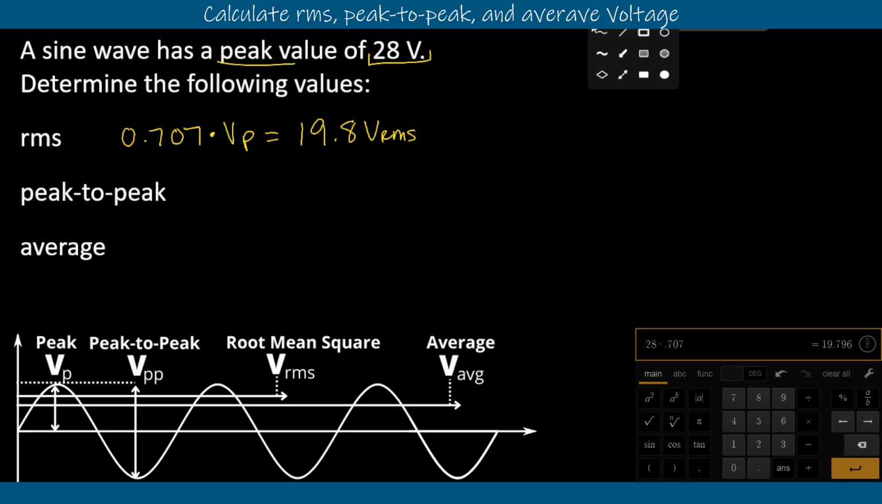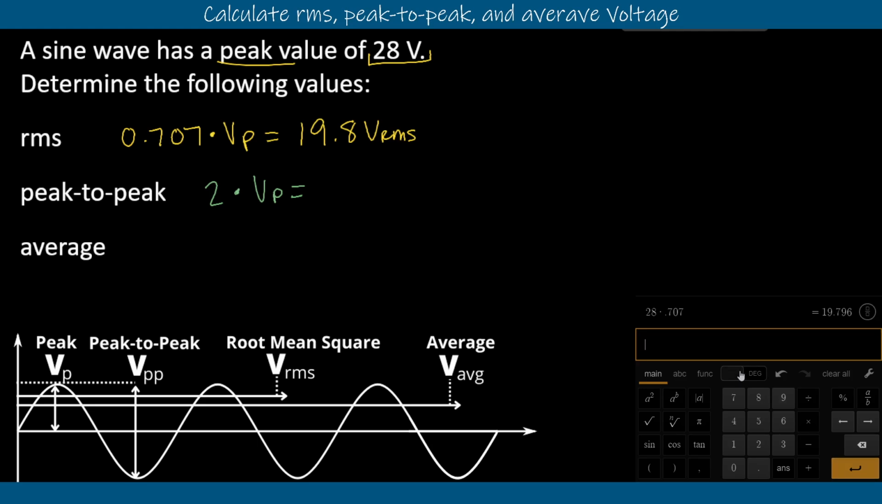So that's the goal here, to be able to correlate our values together to see if our readings match. Okay, so peak to peak is the rise and fall of our waveform, and we expect that to be 2 times our peak value. So we'll say 2 times VP. We know our peak value, so we multiply 28 times 2, which is 56 volts, peak to peak. PP at the end there.